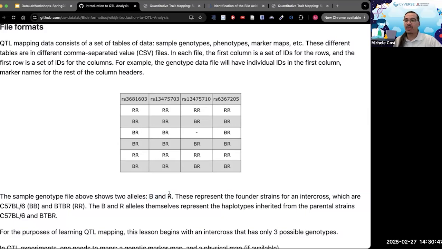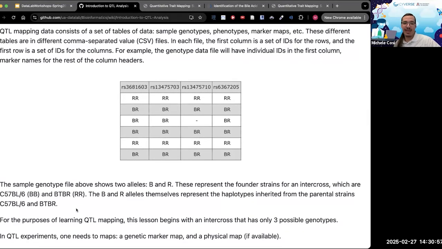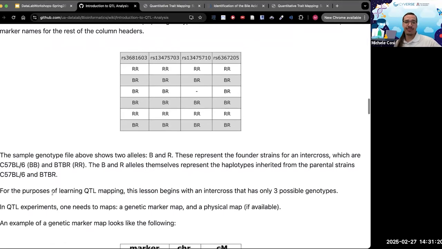B and R represent the founding strains of the intercross. The B and R alleles themselves represent the haplotypes inherited from the parental strains. We're not going to be using too much of the long names. Let's just call them B6 or BB and BR. The longer lesson looks only at 3 possible genotypes, and I think it is actually enough for you to learn how to carry out QTL analysis.